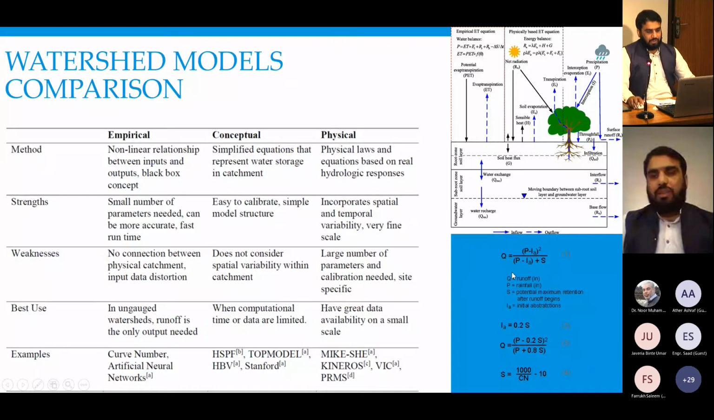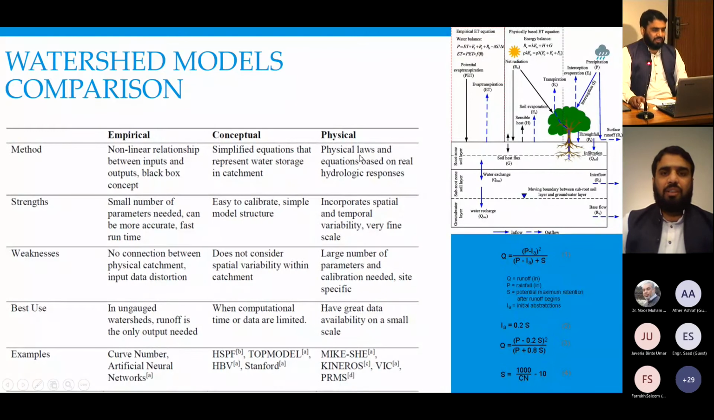As you can see on the lower right side, here is a simple mathematical relationship between the Q and the precipitation and the potential retention of the basin like S. So if there is a simple mathematical relationship, linear or non-linear, between the independent and dependent variables, like the input and the output of the watershed, if I simplify it, then the relationship between the rainfall and the runoff, if it is in the simple empirical form, then it lies in the empirical models.